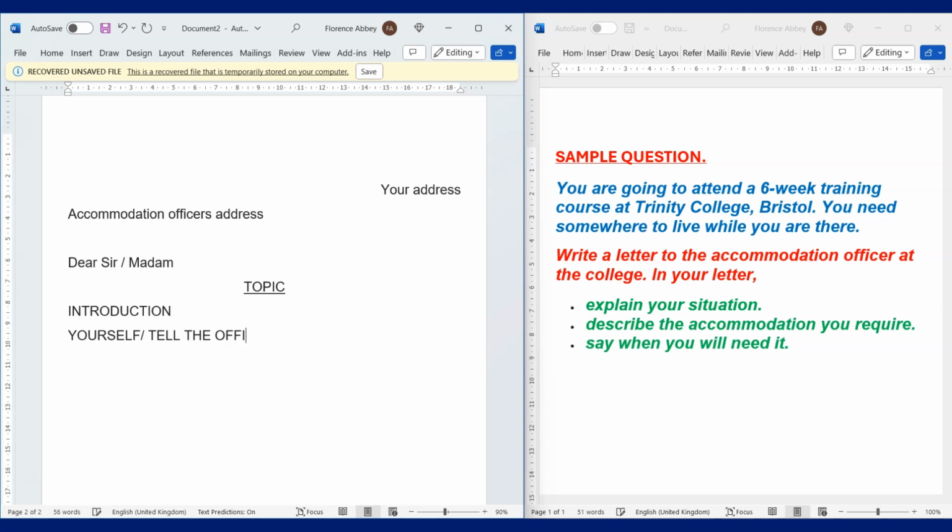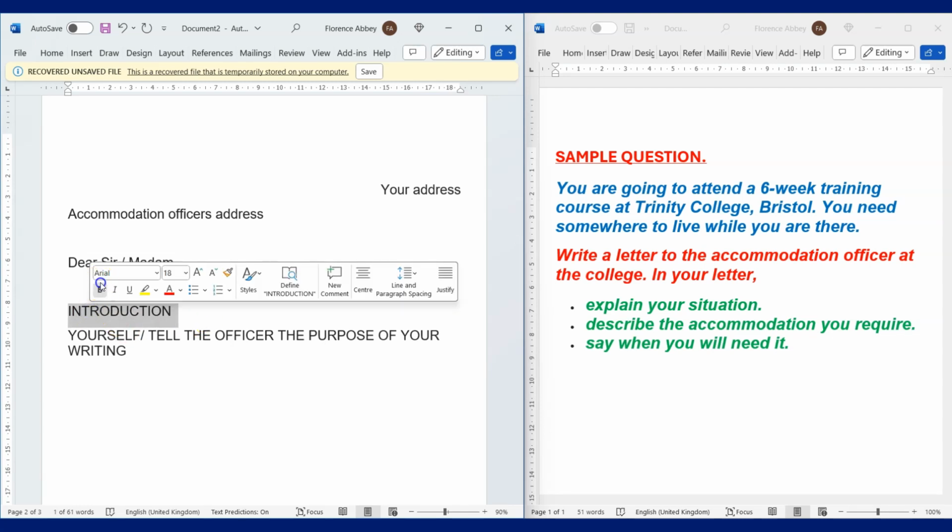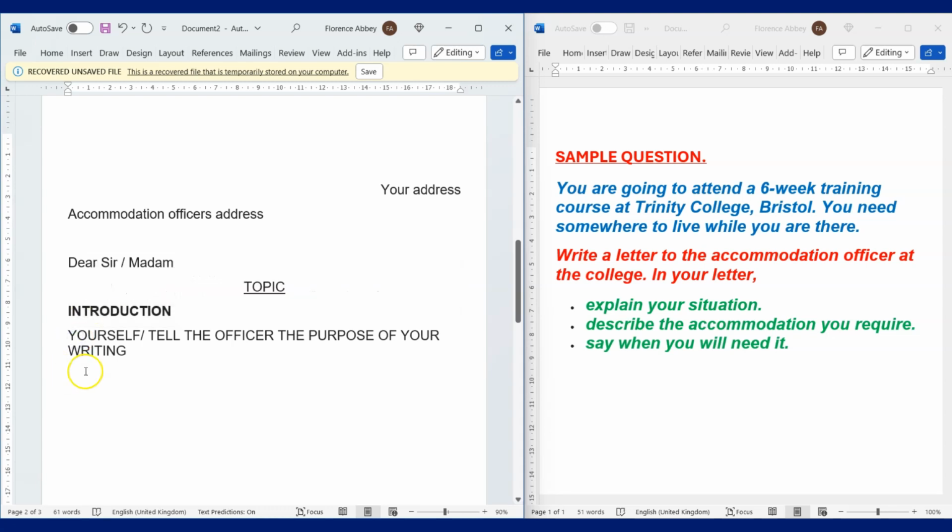The officer, the purpose of your writing. So after doing that, you move on to the next paragraph, right? So that will be your introduction. After the introduction, where you introduce yourself and tell the officer the purpose of your writing, when you finish, you come to the main body.